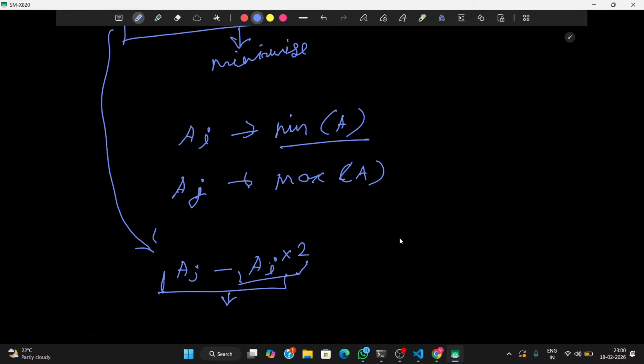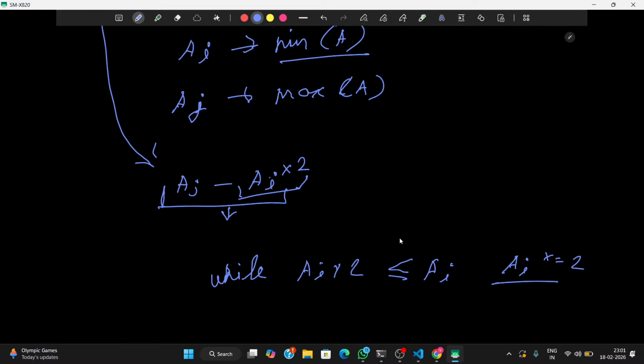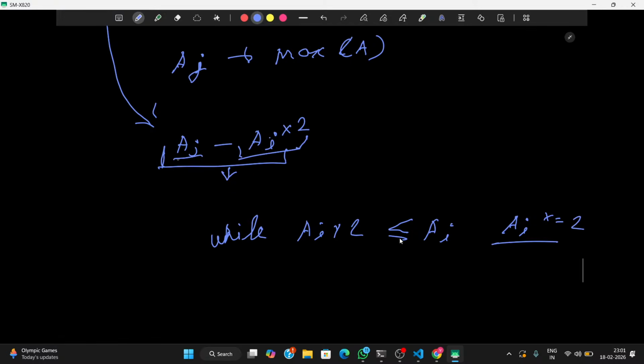So you will take the minimum element of A, you will multiply it by 2, and you will do this as many times as possible. How many times? While this particular thing, AI into 2, is less than or equal to AJ, you will just do it. You will just multiply AI by 2, right? What is AJ? AJ is the maximum element of the array.